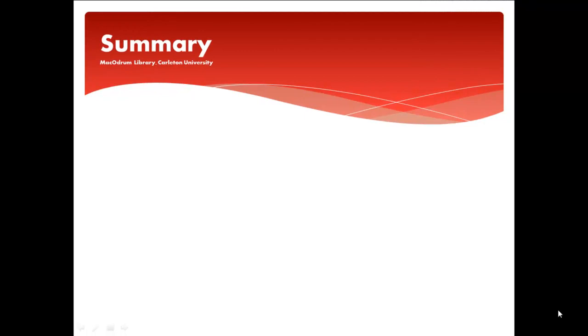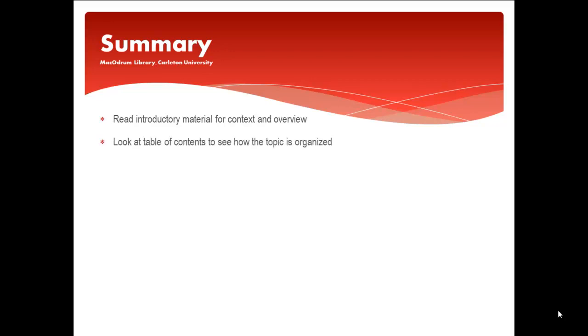So, here's a summary of ways to use Wikipedia wisely. Read the introductory material to put your topic in wider context and get an overview of it. Look for a list of contents to see how the topic is organized and to see possible subtopics.